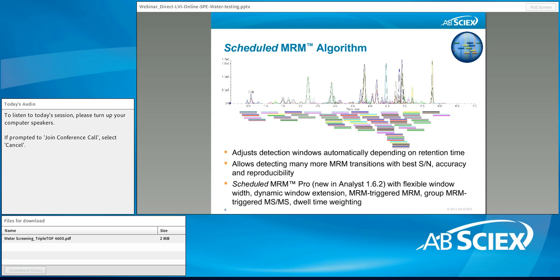With the latest version of our data acquisition software, Analyst 1.6.2, we added a couple more features into the scheduled MRM algorithm, like flexible windows for each compound. The window can be dynamically extended in case a compound is slipping in retention time, and then there are a couple of MRM-triggered features which allow us to collect more MRM transitions per compound, or maybe full scan MS/MS acquisition to further increase our confidence if a particular compound is present or not.